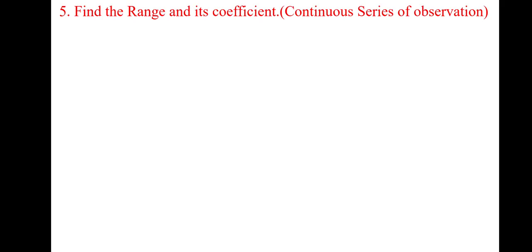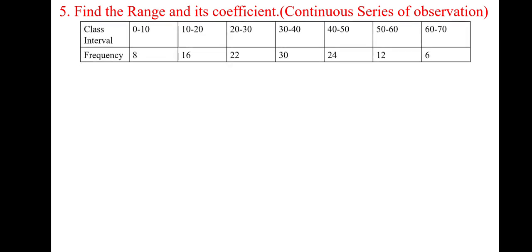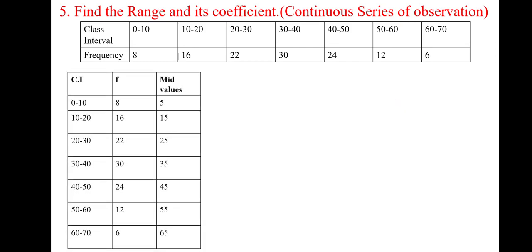Now two methods are over: the individual series of observation and the discrete series of observation. Now we are going to see the continuous series of observation. A continuous series is in the form of intervals: 0 to 10, 10 to 20, 20 to 30. We know this very well because we studied it in the last unit. Because of the intervals, we need to find the middle value. How do you find the middle value? Lower limit plus upper limit divided by 2. So we get the middle value.